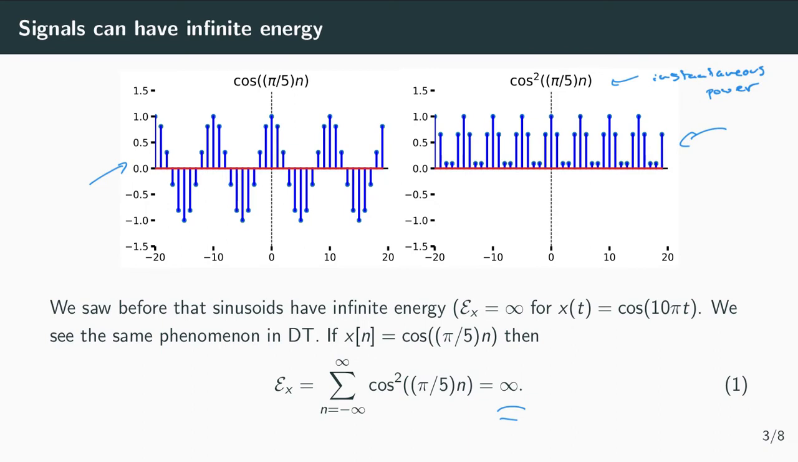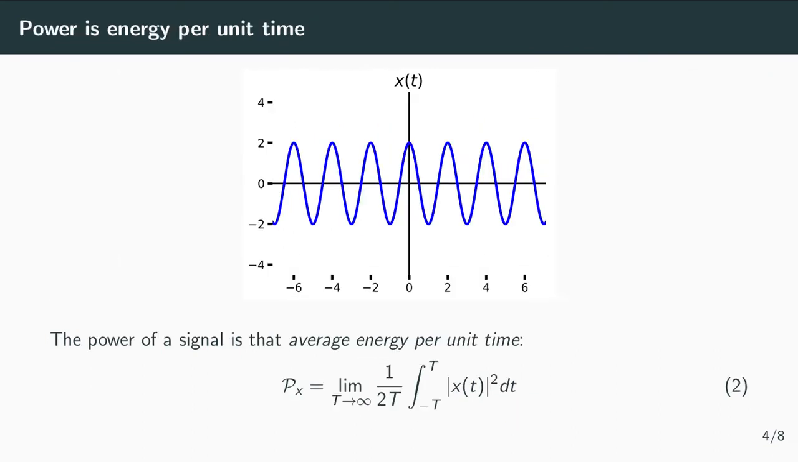So if the energy is not a meaningful calculation, what is a meaningful calculation? And that turns out to be the power, which is the energy per unit time. So the power of a signal is the average energy per unit time. So if I give you a signal x of t, you first calculate the instantaneous power, then you integrate it over some time period. So for example, we can start integrating it from, say, -2 to 2.